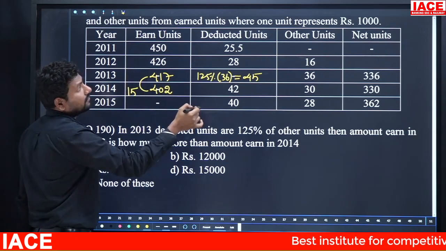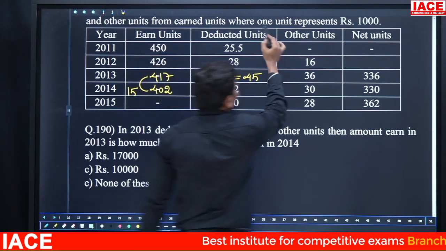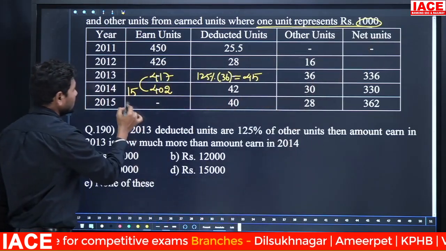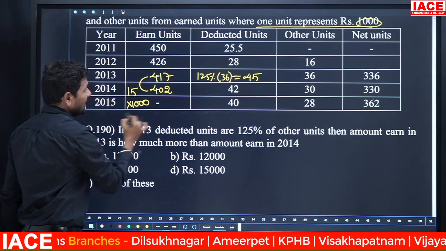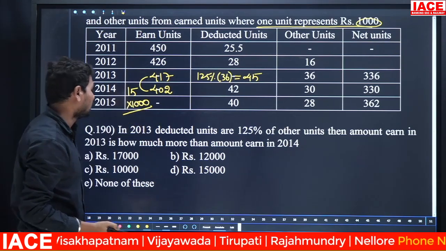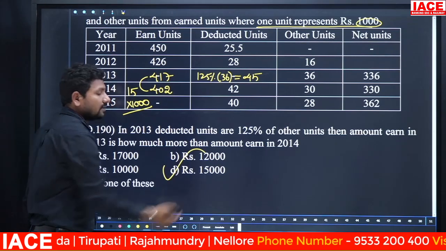15 units. But already we know every 1 unit belongs to how many rupees? 1000. Then 15 into 1000. It is not net earning money, they are asking for earning money. Earning money means 15 into 1000, which is 15,000. 15,000 means option D.